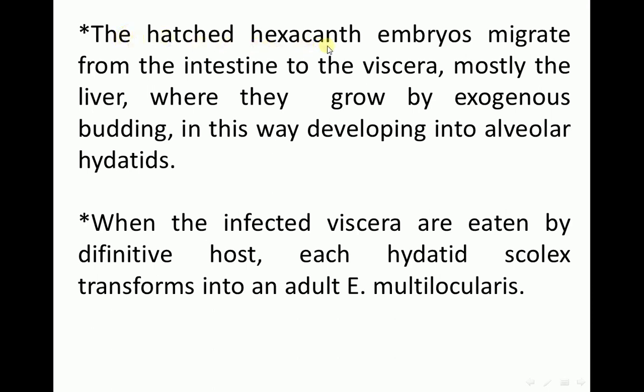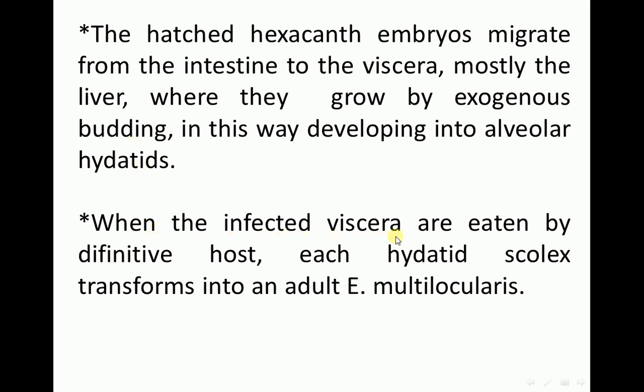The hatched hexacanth embryos migrate from the intestine to the viscera, mostly the liver, where they grow by exogenous budding, in this way developing into alveolar hydatids. Most of the embryos hatched from the eggs migrate from the intestines, especially to the liver. External budding occurs, and it multiplies in size, and the growth of this budding is unlimited.